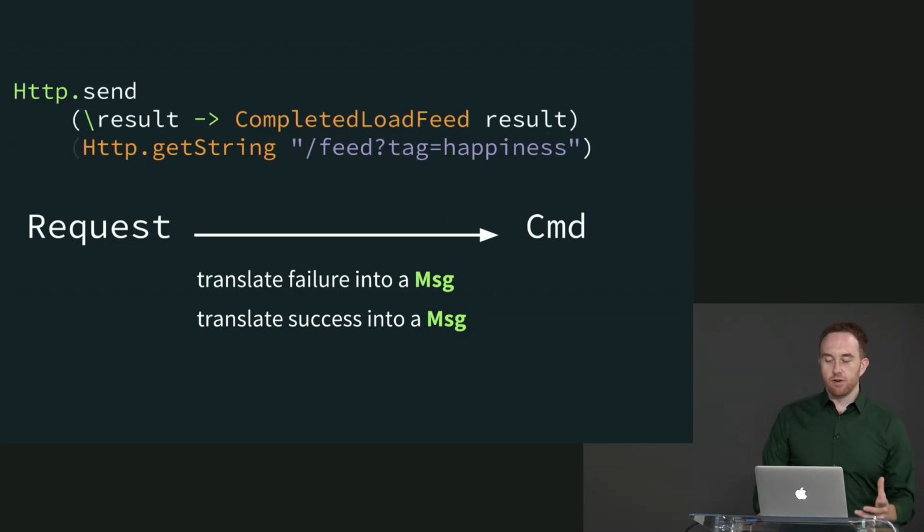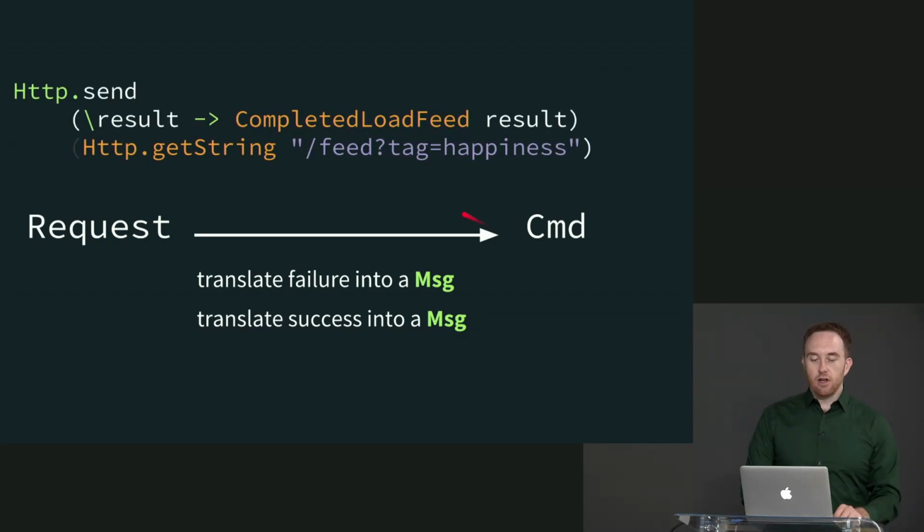So here's an example of using it in action. Call http.send, and we're going to clean this up a little bit. It's going to be a little bit less code than this, but I'm going to write it all out for this first one. So the first argument is, here's how I'm going to translate failure into a message.